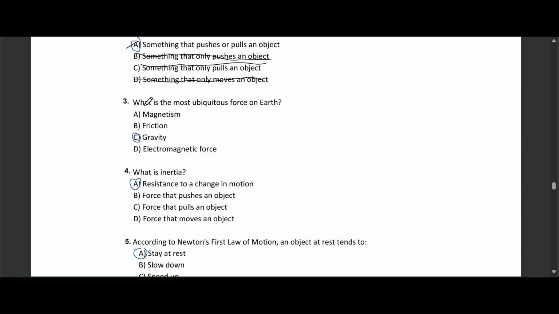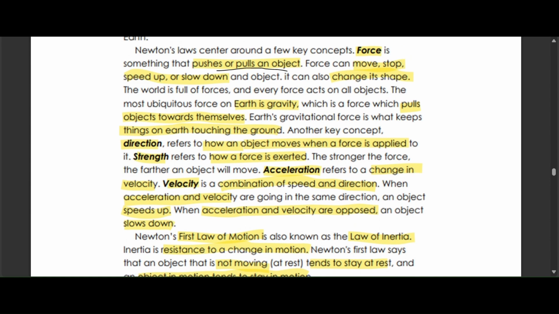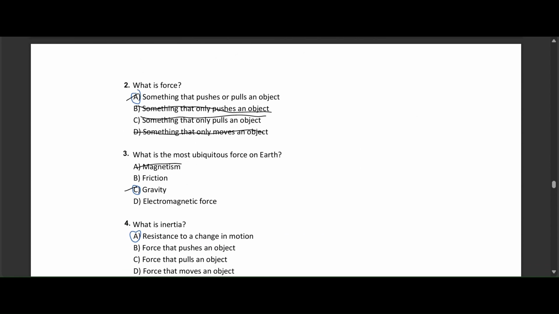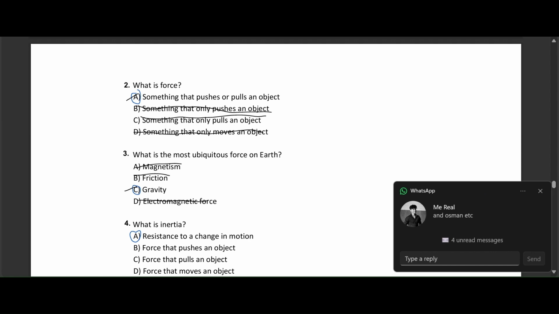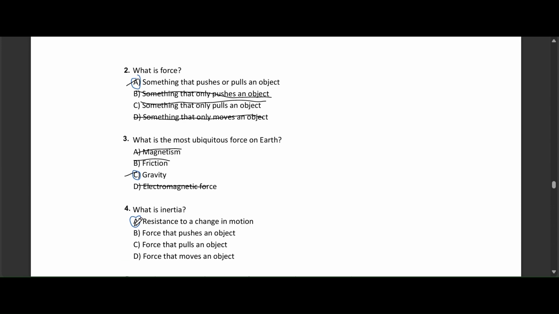Question 3. What is the most ubiquitous force on Earth? Is it A, magnetism, B, friction, C, gravity, or D, electromagnetic force? The correct answer is C, gravity. Ubiquitous means something that is present everywhere. Gravity is the force that pulls everything towards the Earth, so it's constantly acting on all objects. Options A and D, magnetism and electromagnetic force, are not always acting on everything around us. Option B, friction, is an important force, but it only occurs when objects are in contact with each other. So the answer is C, gravity.